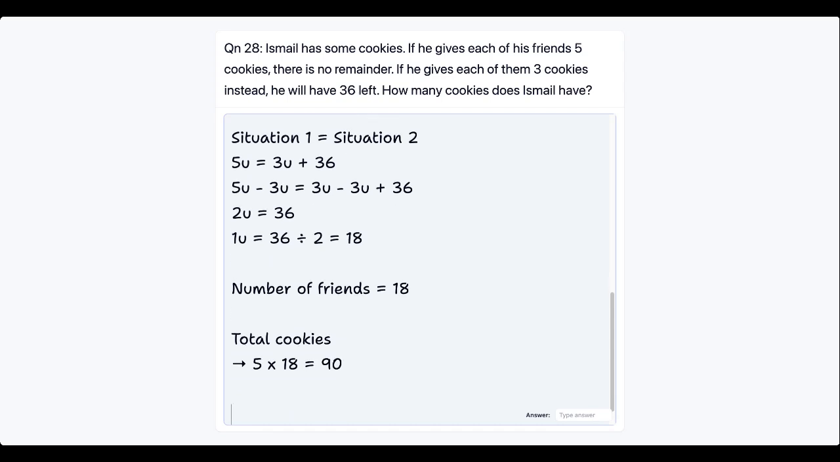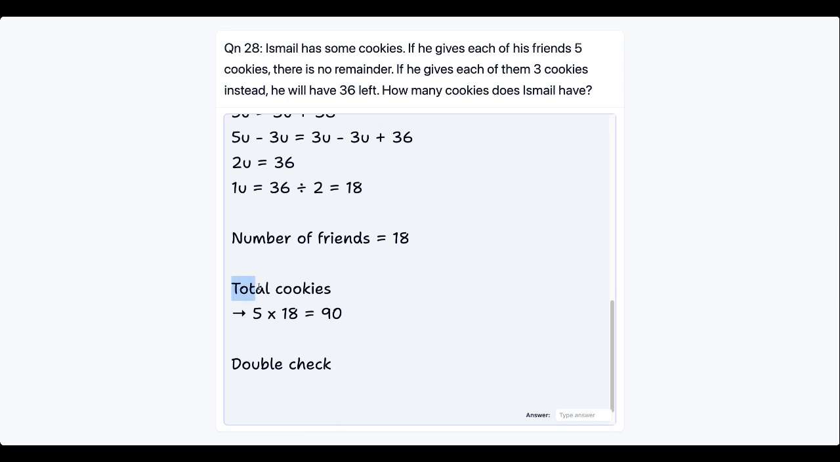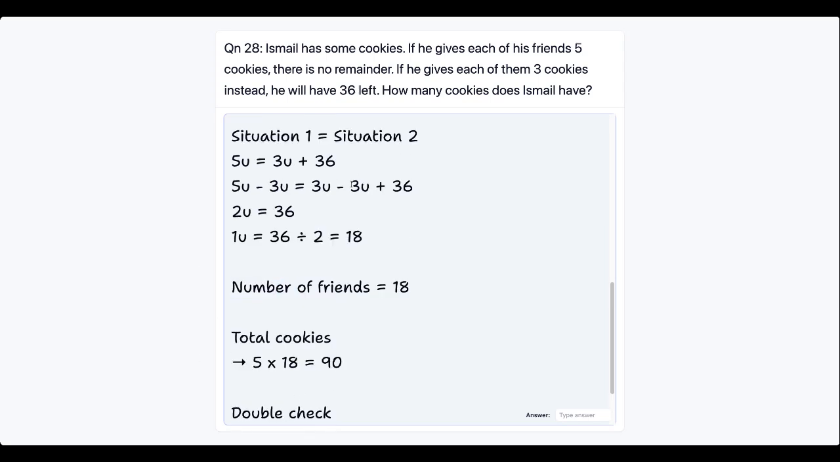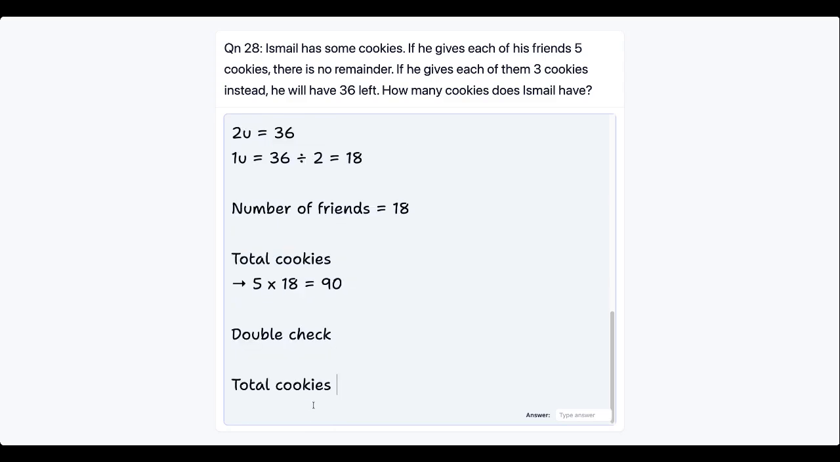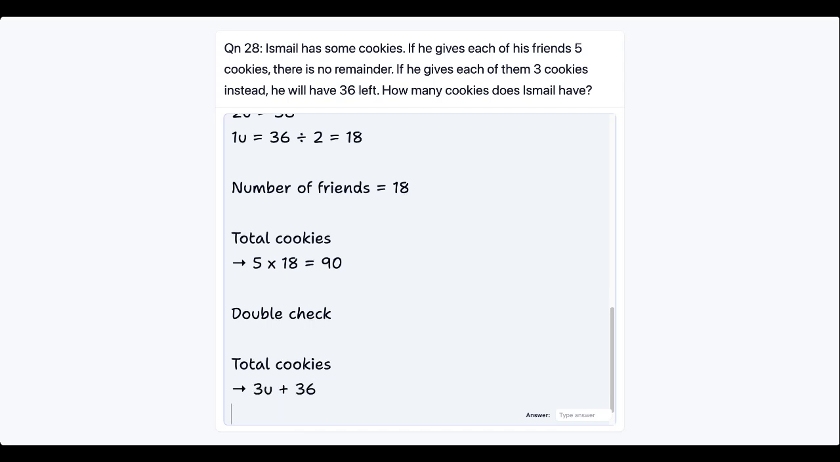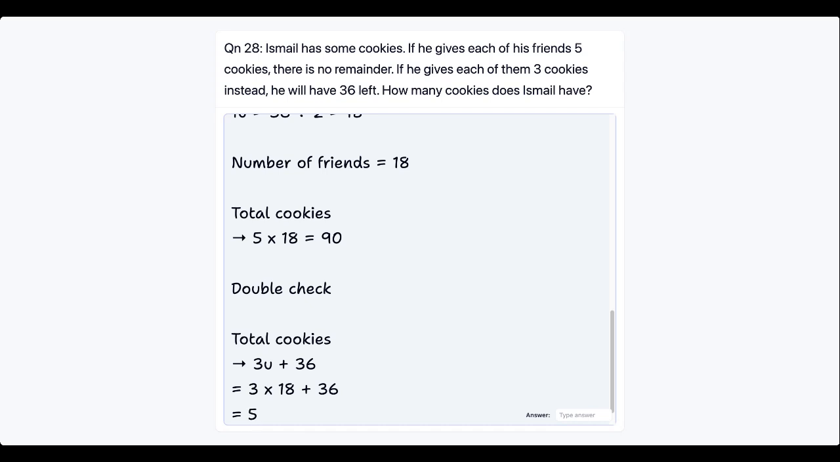Or you can double check by having the total cookies, but using this equation, 3 units plus 36, right? In this case, which is equal to 3 times 18 plus 36. So 3 times 18 is 54, plus 36, which is also equal to 90, which is correct. There you go. So the answer to this is Ismail has 90 cookies in total. Right, let's move on to the next question.